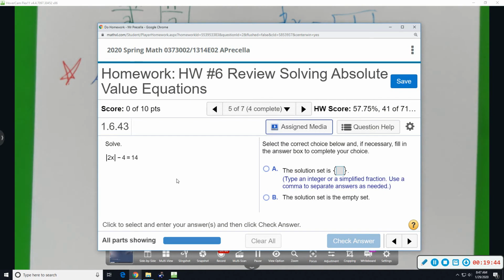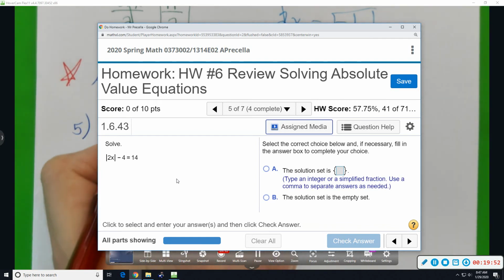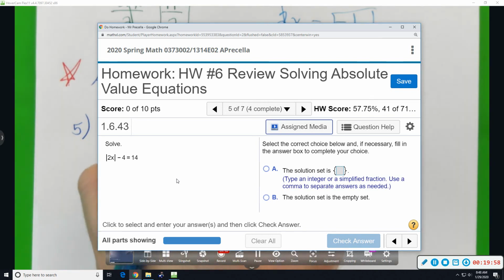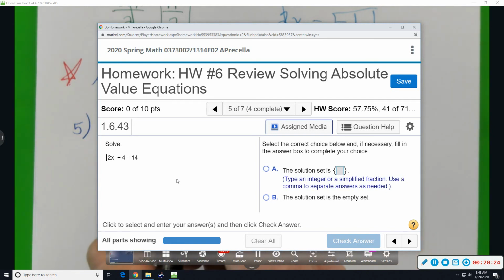Number 5. This is problem number 5. The absolute value of 2x minus 4 equals 14. There's only one correct first step here. And you've got to do it before you do anything else. Move that 4. The absolute value bars should be by themselves. Y'all see what I mean by themselves? This minus 4 shouldn't be there with them.